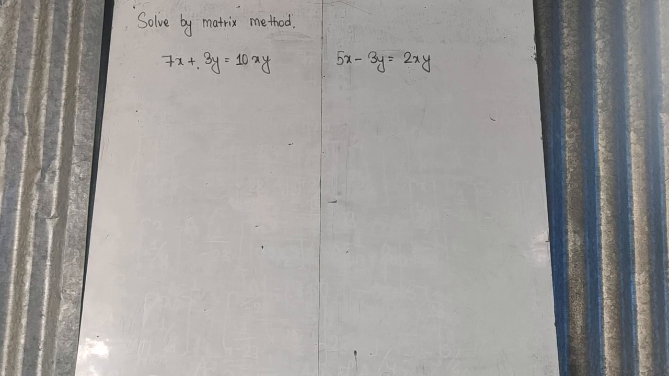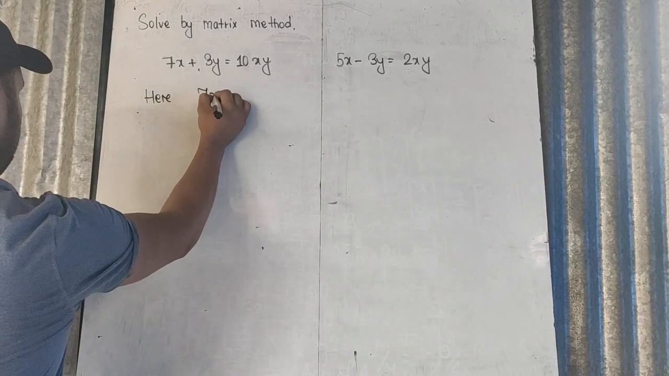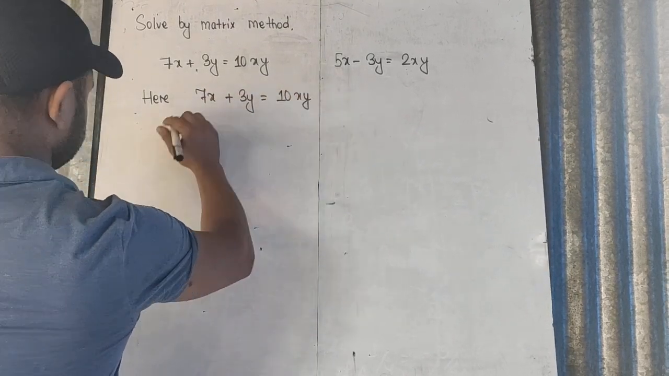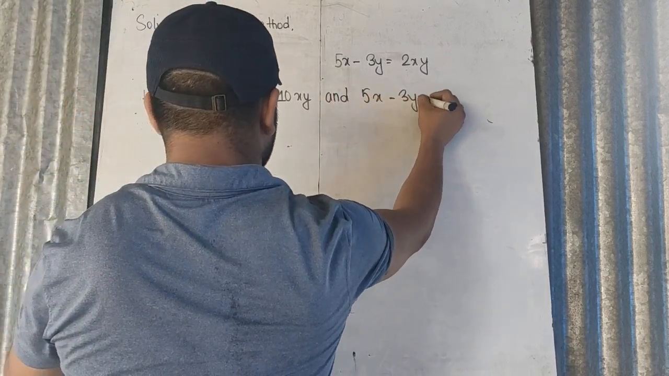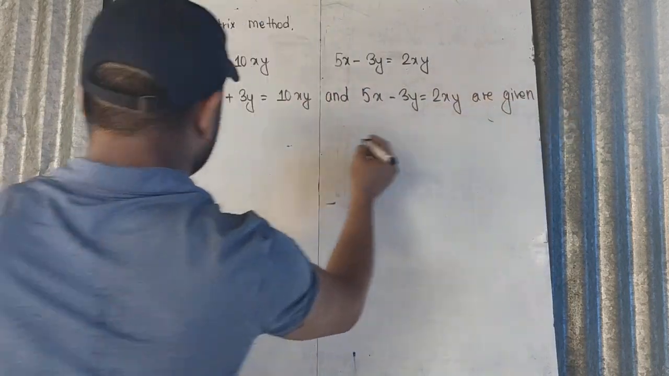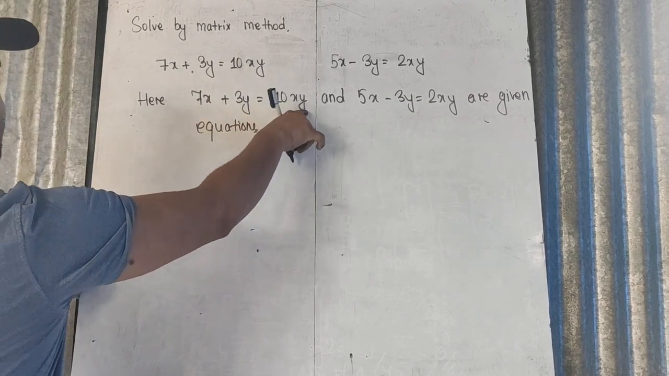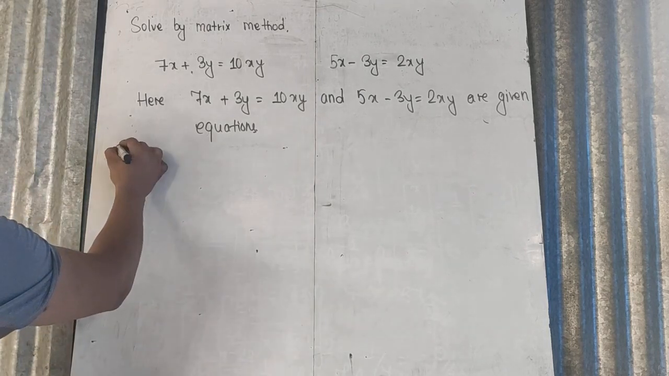Now this is also to be solved using the matrix method. See, I'm not completely solving it, but I'm showing you the way how to solve it. The given equations are 7x plus 3y equals to 10xy, and 5x minus 3y equals to 2xy. You can see xy exists here as well. So in this condition, I'm going to show you what you have to do.